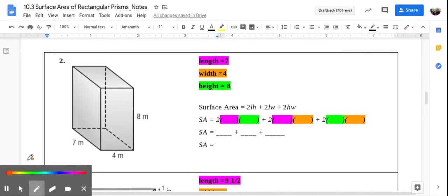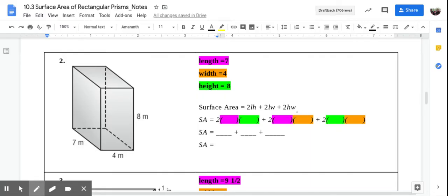Okay, number 2. I have labeled for you, the length is 7, the width is 4, and the height is 8. This time, I'm giving you the formula: surface area, 2 times the length times the height, plus 2 times the length times the width, plus 2 times the height times the width.